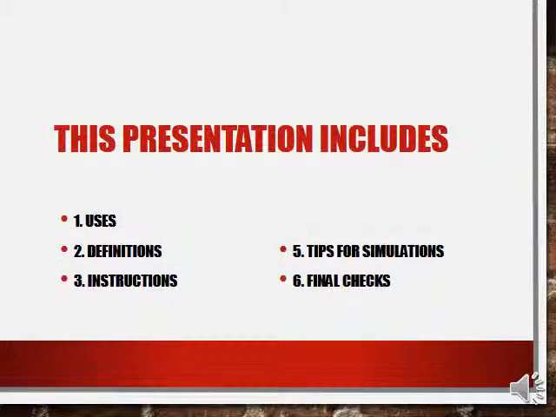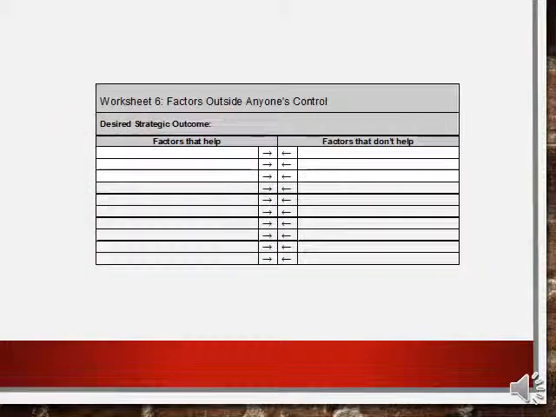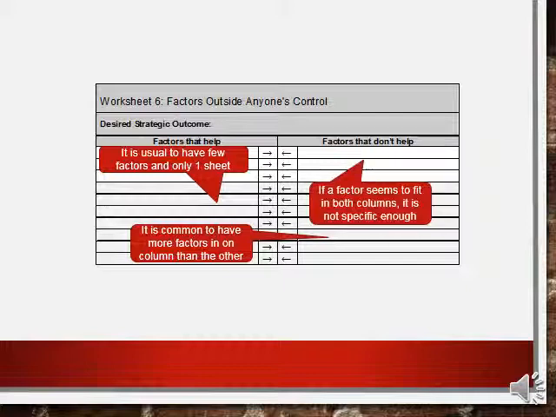In section 4, we'll look at tips to help you complete the worksheet. For Worksheet 6, there are 3 tips. First, it is common to have more factors in one column than the other. Second, it is usual to have few factors and only 1 sheet. And third, if a factor seems to fit in both columns, it's not specific enough. Make it more specific and list both in the proper column.